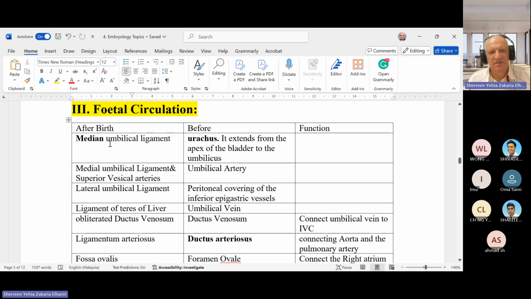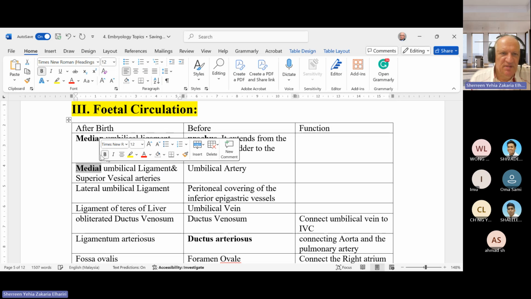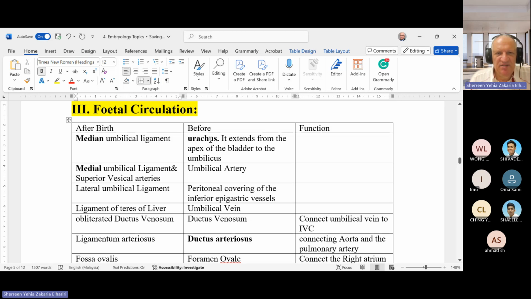This is extra, just to differentiate between median and medial. Of course, the median umbilical ligament is the urachus. The urachus is a connection between the urinary bladder and the umbilicus, so from the apex of the bladder to the umbilicus. This explains why sometimes the baby can have urine come out from the umbilicus.